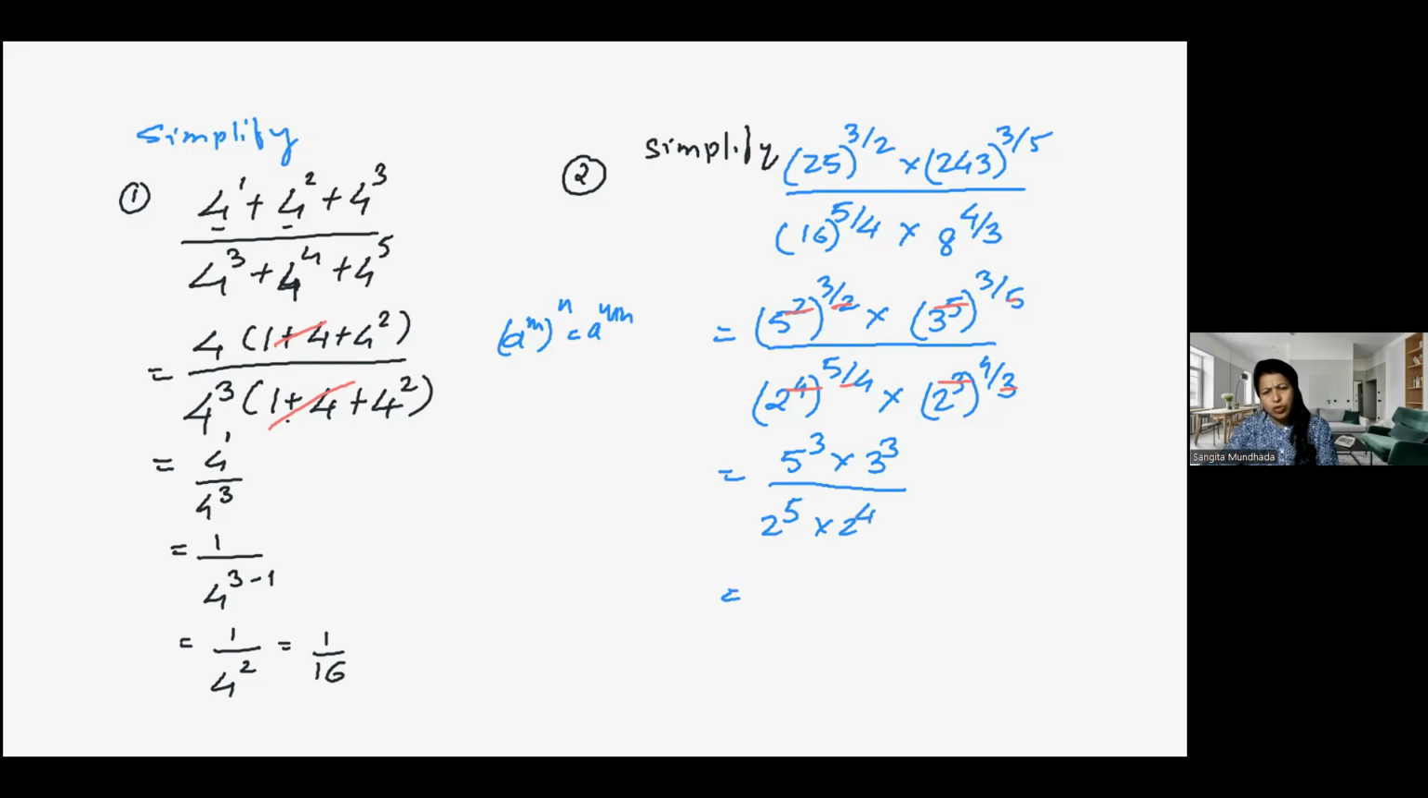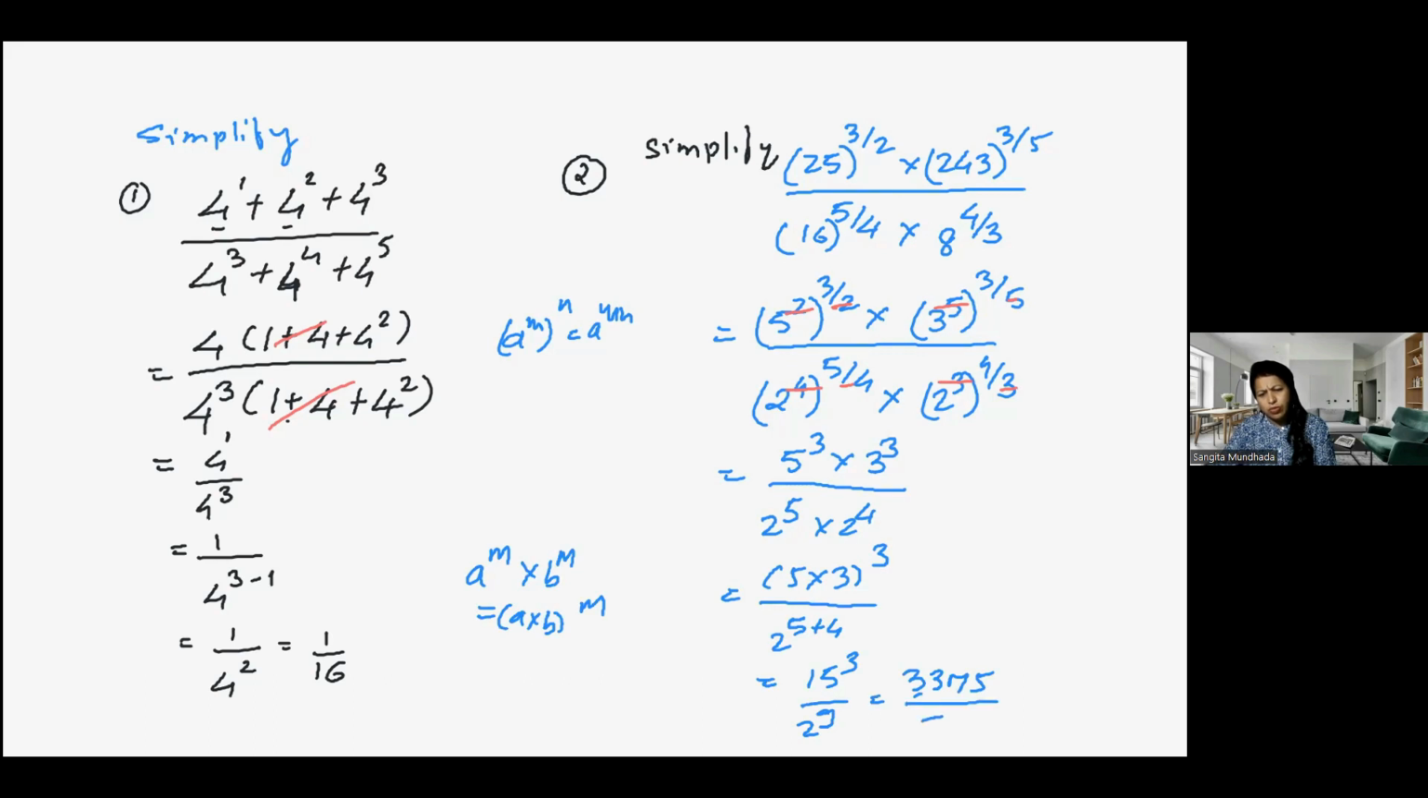Now here base is not same, power is same. So I can write 5 into 3 raised to power 3. This law: a raised to m into b raised to m can be written as a into b raised to power m. And 2 raised to power 5 plus 4, that is 9. That is 15 raised to power 3 and 2 raised to power 9. 15 raised to power 3 means 3375, and 2 raised to power 9 means 512.